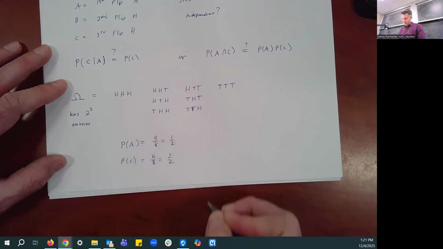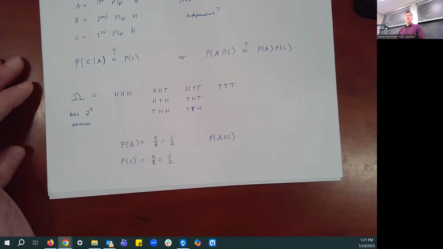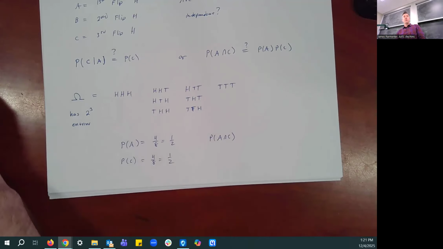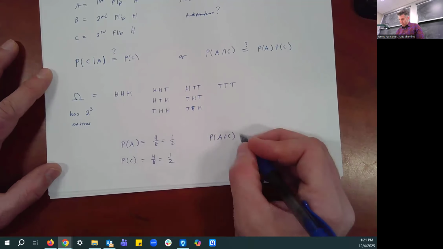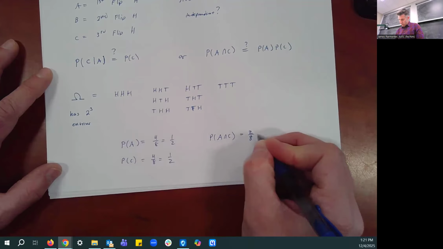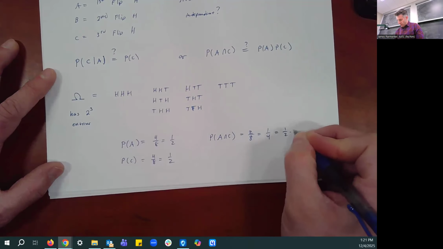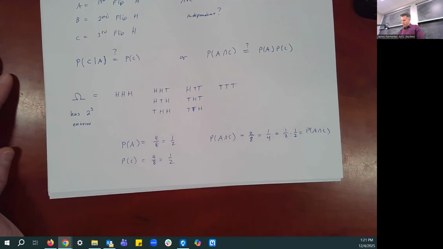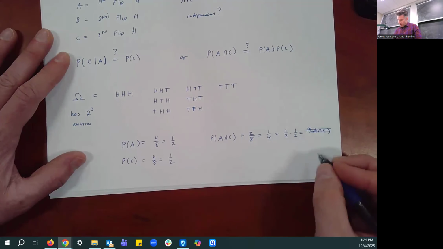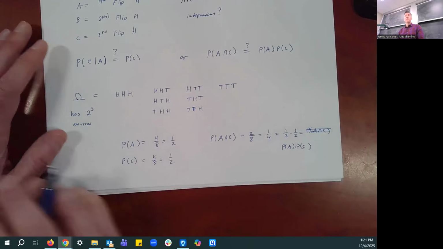Just 1/2. And the probability of A and C, the first coin is a head and the third coin is a head, is 2 out of 8, which is 1 out of 4, which definitely is equal to 1/2 times 1/2. Sorry, that's not what I meant to write. I meant the probability of A times the probability of C. Apologies. Which shows they're independent.